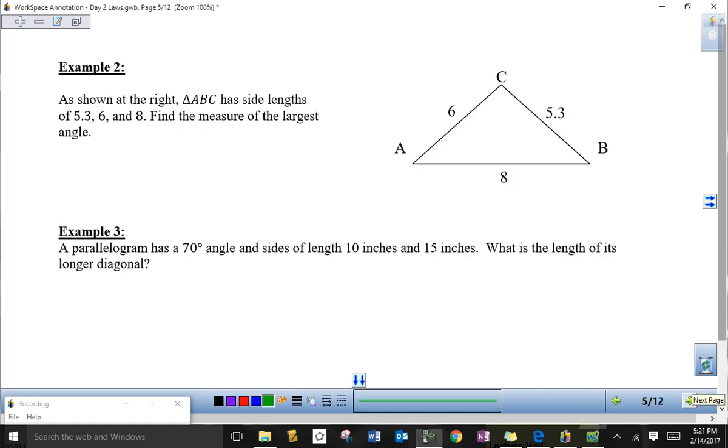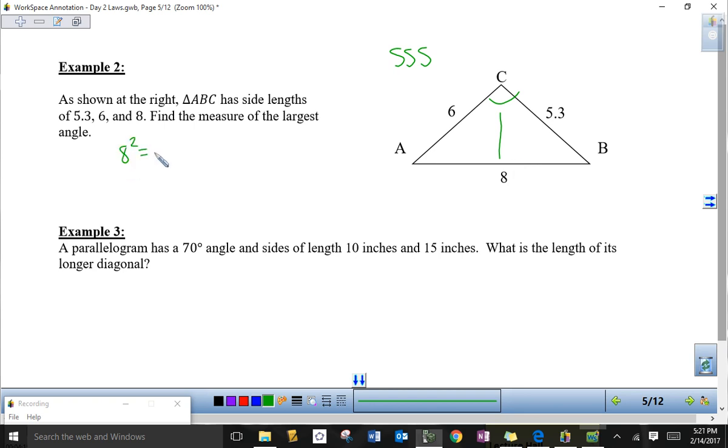Okay, next example, we are given 3 different sides. So this is a side, side, side situation, and we want to find the measure of the largest angle. Well, the largest angle is across from the largest side, so it's asking us here to solve for C. Okay, that pair is important because that means our 8 side has to go by itself.